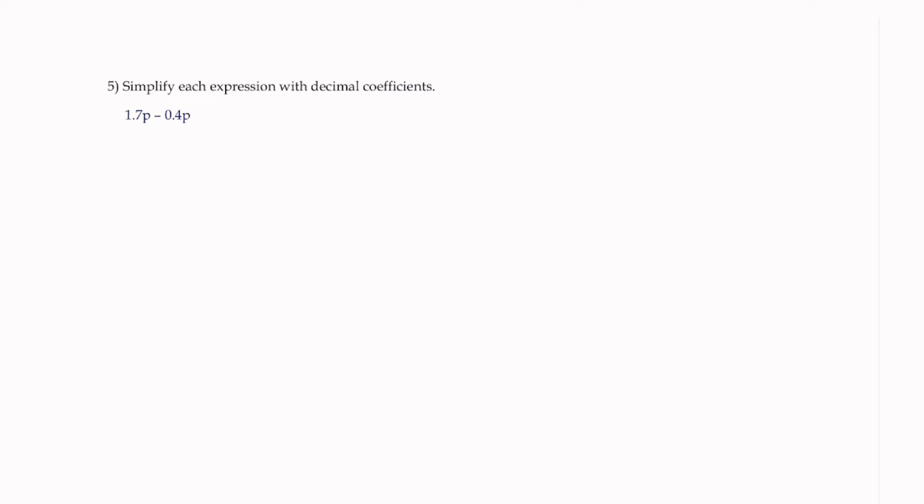1.7p minus 0.4p. If it was 17 minus 4, you would write 13. This is 1.7 and 0.4. So we are going to put a decimal here and p.